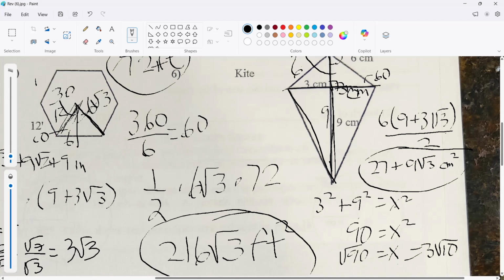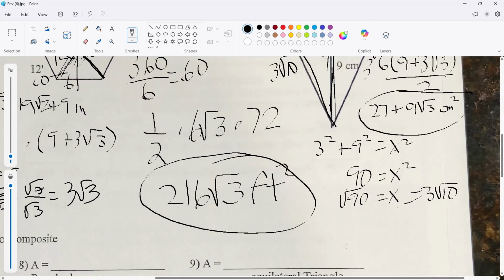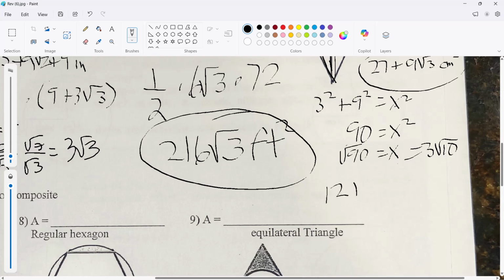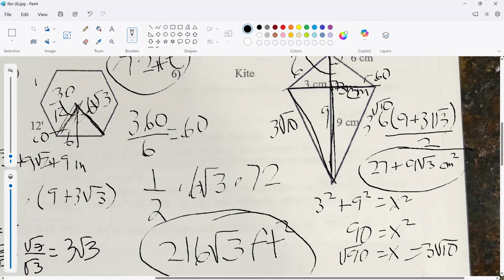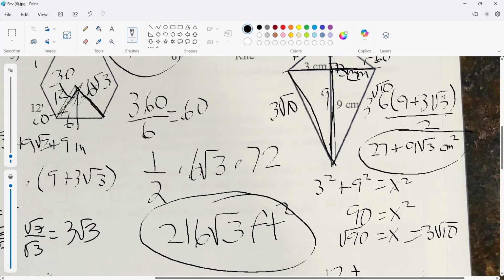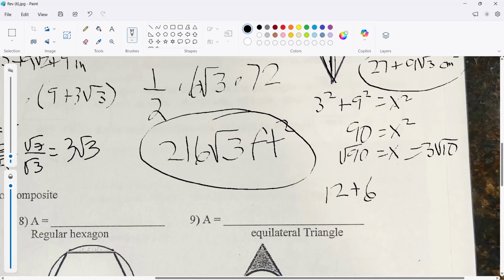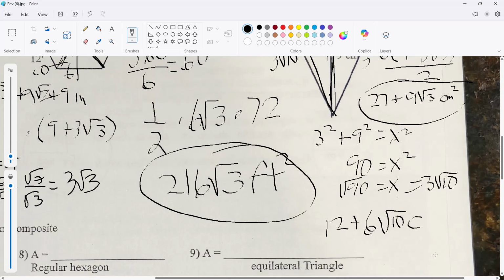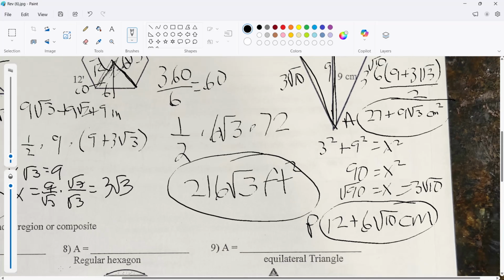I need the perimeter. This is 3 square root of 10. This is 3 square root of 10. So what's the perimeter? It's going to be 6 plus 6 is 12, plus 3 square root of 10 plus 3 square root of 10 plus 6 square root of 10. And that is going to be in just plain units, centimeters. So that's the perimeter. This is the area, centimeters squared. Okay, next.